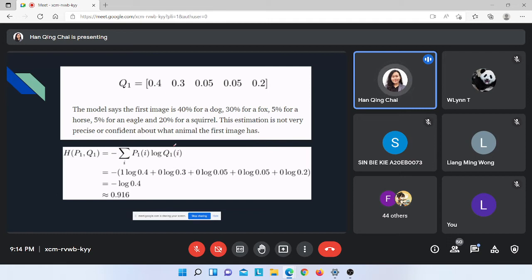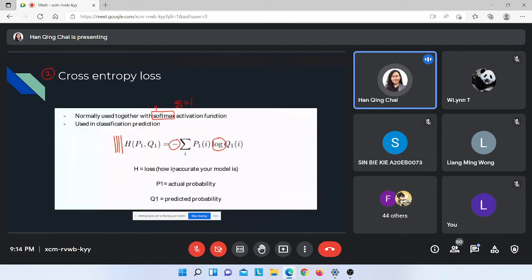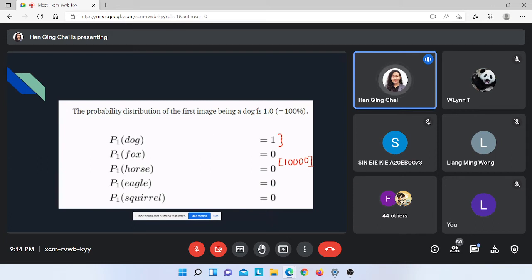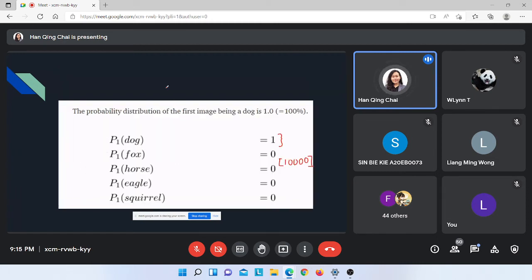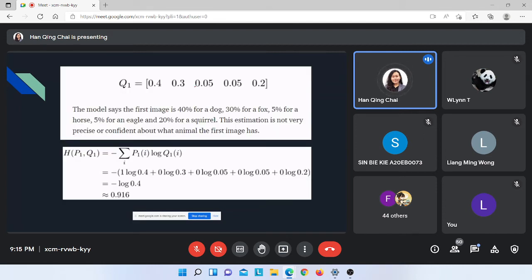But coming to this part, if you remember, the P here is our actual probability, what we know. We as the user definitely know that this is an image of a dog, but we humans have better intelligence, right? We are good at interpreting things, but our machine isn't. So maybe our machine comes up with a probability like this, the predicted outcome. They have different sets. For example, if you remember this part, dog, fox, horse, eagle, squirrel.